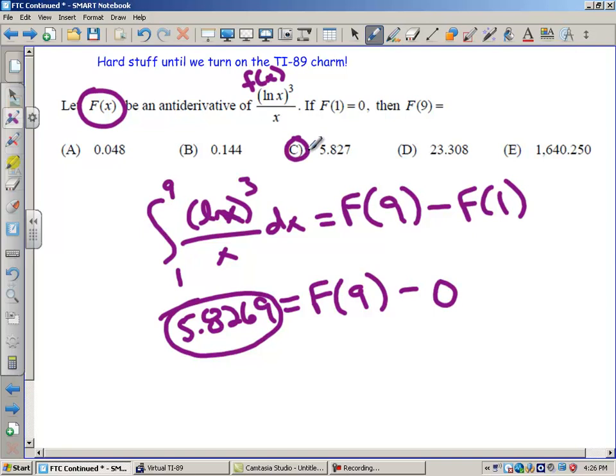So on Monday we're going to take a look at a lot of different ways that FTC number 1 can be interpreted and how to use it, and I will see you guys then.